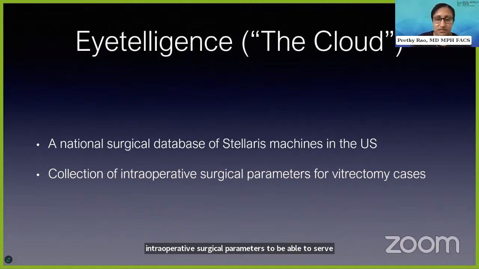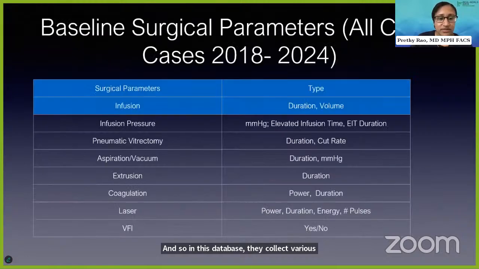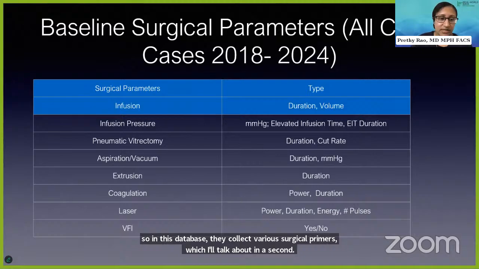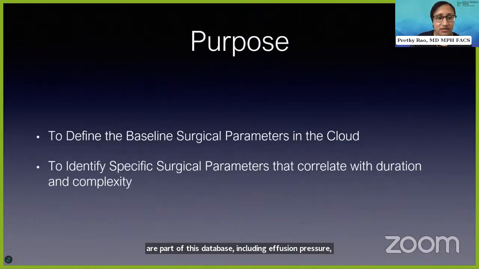The iTelligence, which I'm going to refer to as the cloud, is a national surgical database of Solaris machines in the US, and this links to their intraoperative surgical parameters. In this database, they collect various surgical parameters, which are the baseline parameters, including infusion pressure, coagulation, and laser settings. We wanted to define the baseline surgical parameters in this cloud database and identify specific parameters that correlate with potentially duration and complexity of the cases.